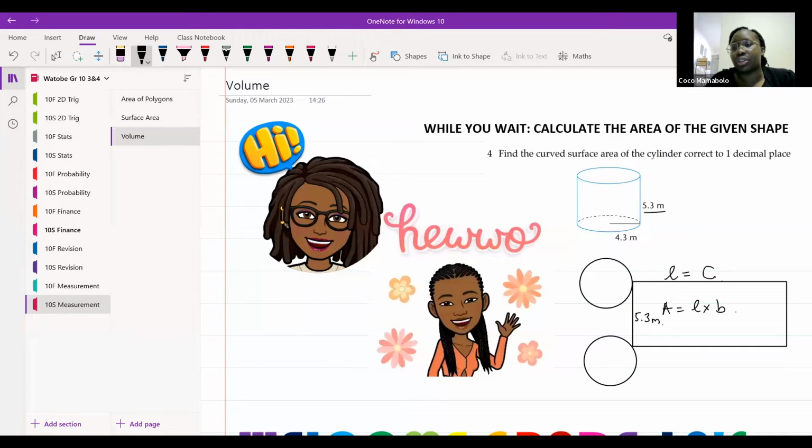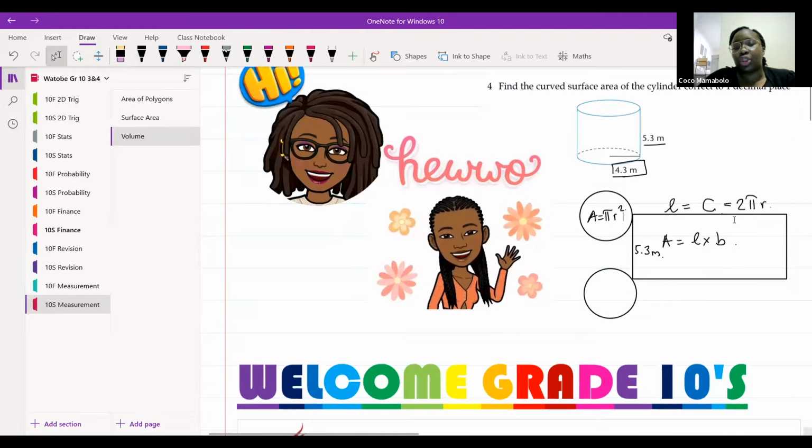We know that circumference is going to be 2 times pi times the radius, right? And they've given us the radius of our circle, so we can calculate the area of our circles. We know that the area of a circle is pi times radius squared, right? But we've got 2 circles. So the total surface area is equal to the area of my circle times 2 plus the area of the rectangle. But in order to find the length of the rectangle, we need to calculate the circumference of the circle.